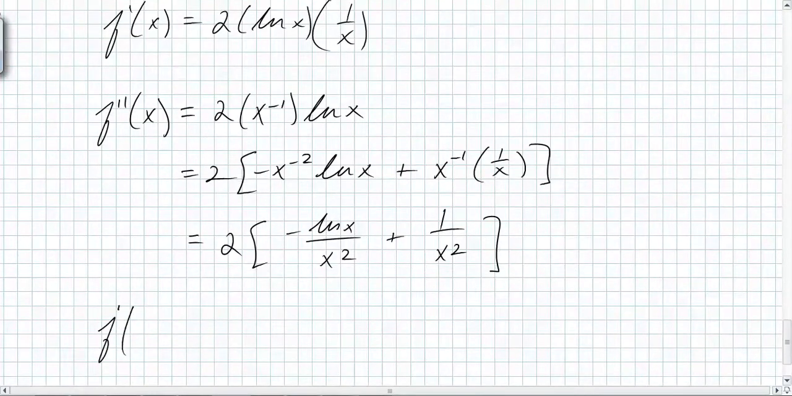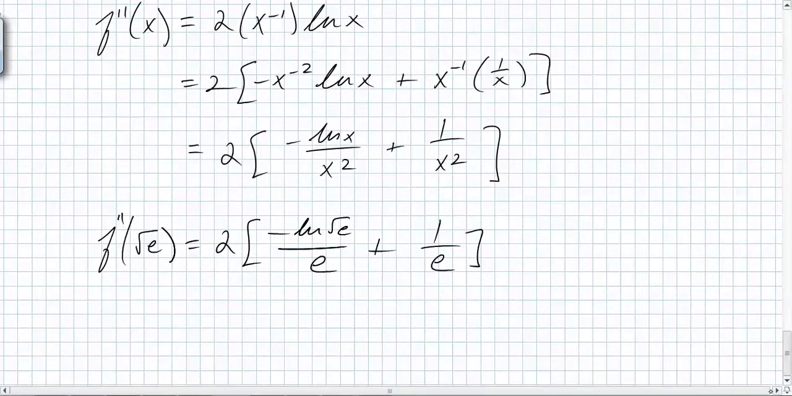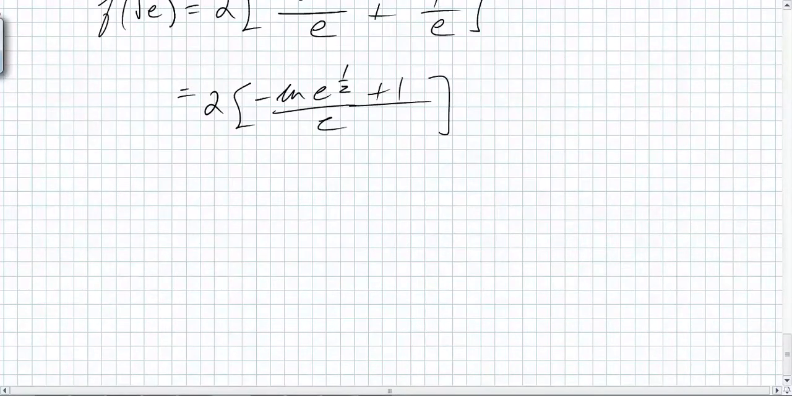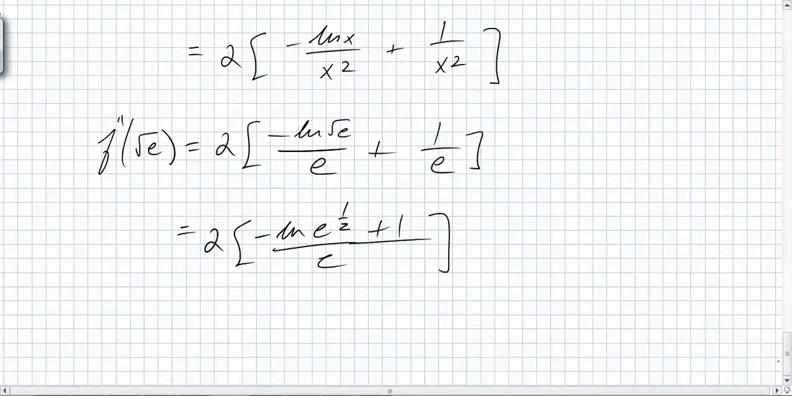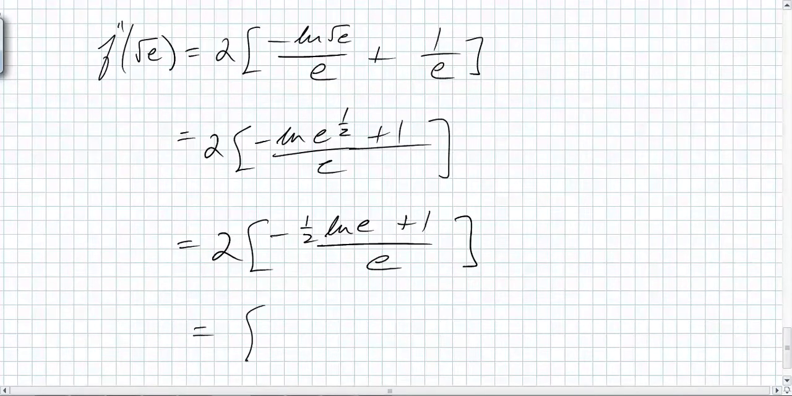So f double prime of root e is going to be 2 times negative ln of root e over e plus 1 over what? e. Square root of e is e to what power? e to the 1/2 over e. It's just this plus 1, right? Like that. Same denominator side of the fraction. What do you do with that half? Bring it to the front. 2 times negative 1/2 ln e plus 1 over e. What is ln e? So this is going to be negative 1 plus 1 over e.